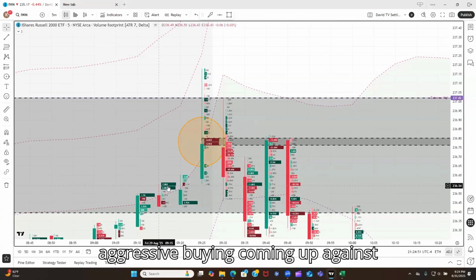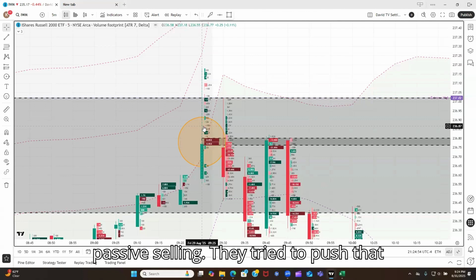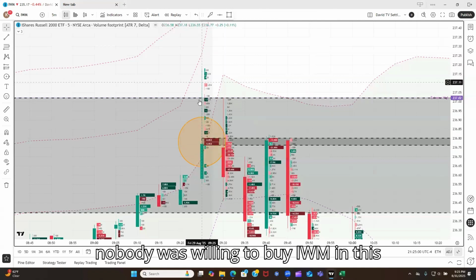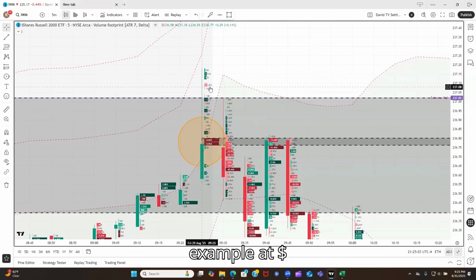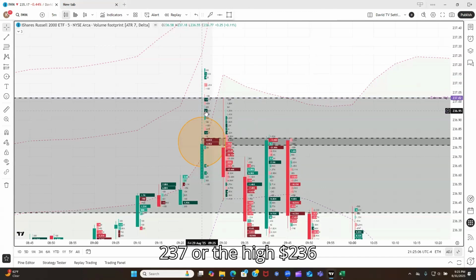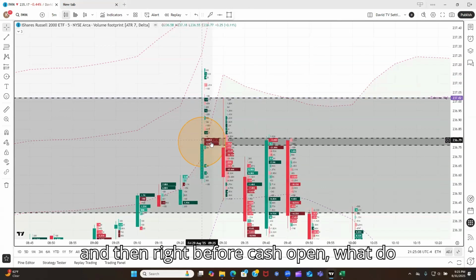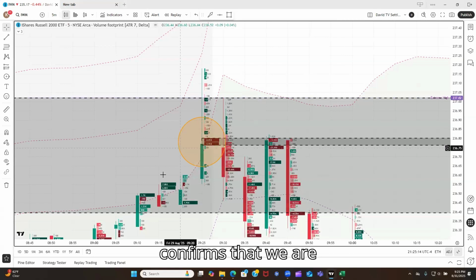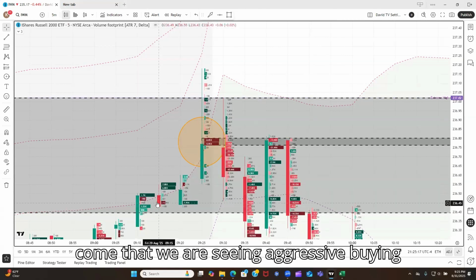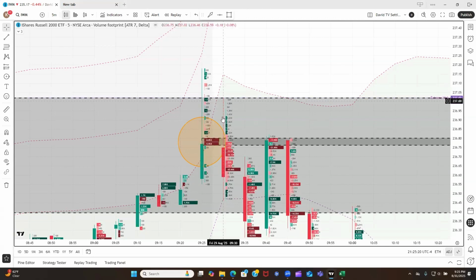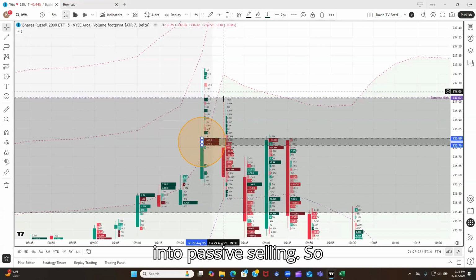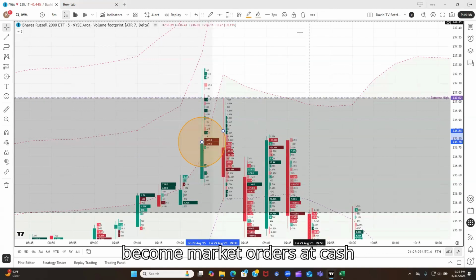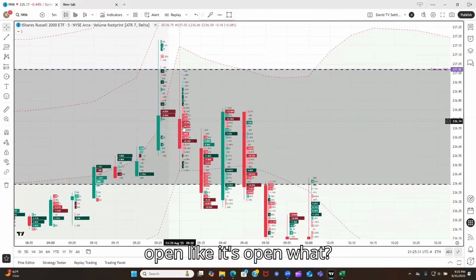We saw this aggressive buying coming up against passive selling. They tried to push that price above into the 237s, but nobody was willing to buy IWM in this example at 237 or the high 236. And then right before cash open, what do we see? We start to see some selling come into the market that confirms that we are seeing aggressive buying into passive selling. So once those orders get hit and become market orders, those limit orders become market orders at cash open.